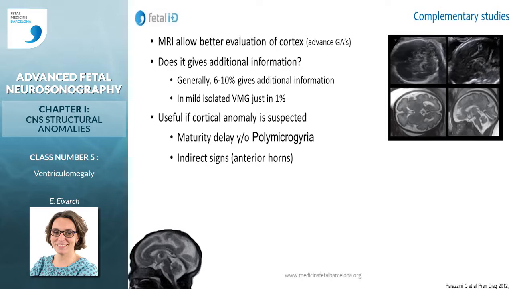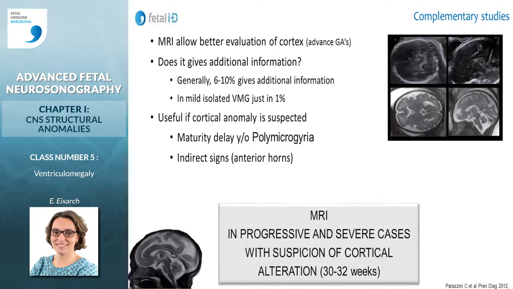What we do know is that MRI will help us if there is a suspicion of a cortical anomaly, as it can be a delayed maturity or suspicion of polymicrogyria, or indirect signs of pathology at this level. So, we won't indicate an MRI in all cases of ventriculomegaly, and we will reserve the evaluation for cases where there are severity criteria or progression, and when facing high suspicion of cortical anomaly. And when are we going to ask for it? If we want to assess the cortical development, we will ask for it at 30-32 weeks.